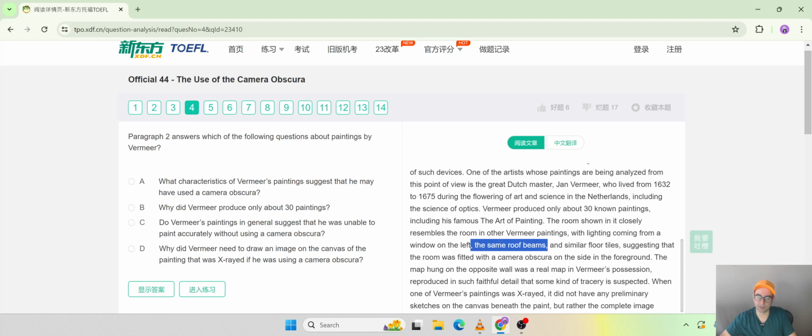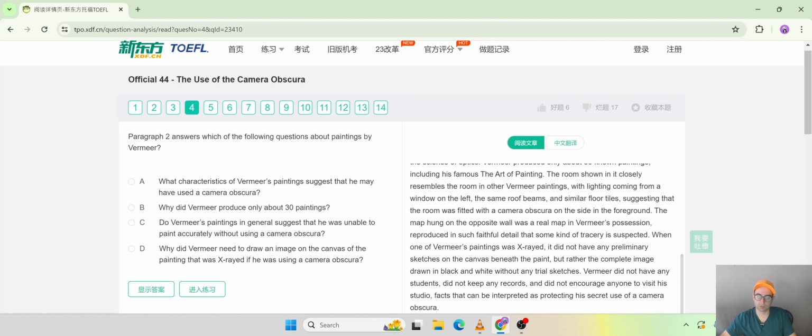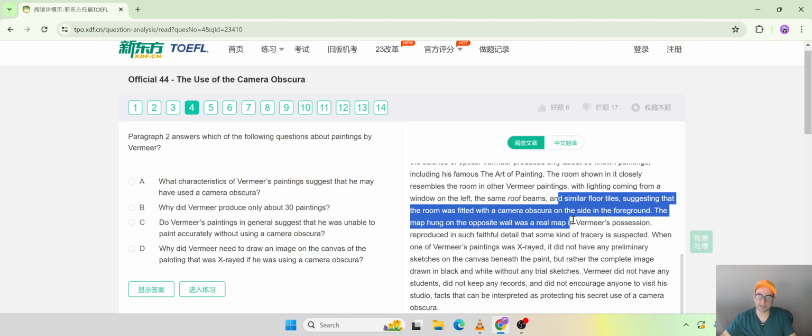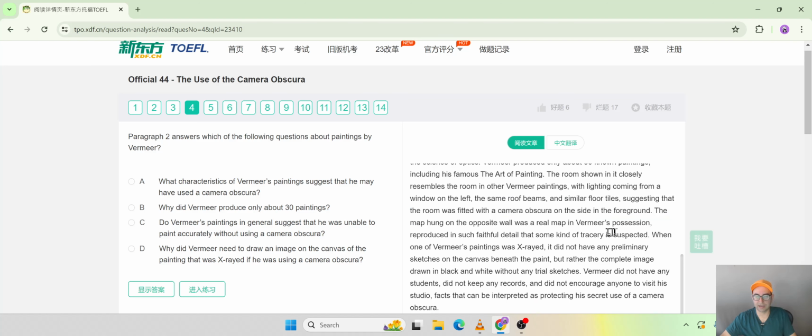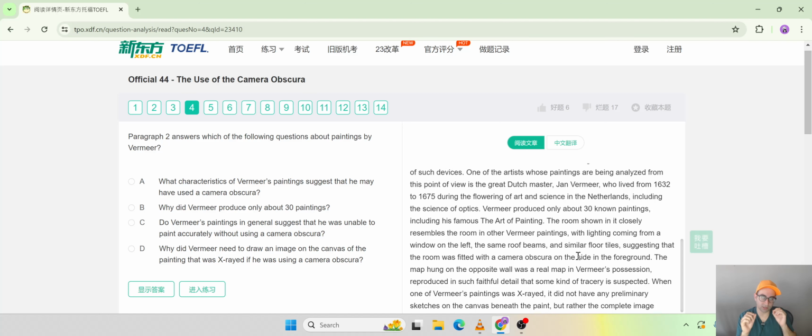The same roof beams and similar floor tiles suggesting that the room was fitted with the camera obscura on the side in the foreground. And the map hung on the opposite wall. Okay, so already you ran into a few characteristics, and if you were to continue, you're going to see a few more, right? So as soon as you notice one or two of them, you're good to go. That's it. You found characteristics, so A is the right answer.